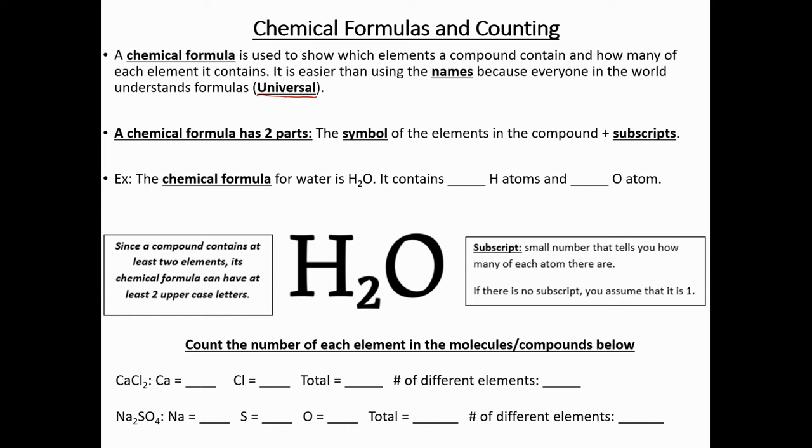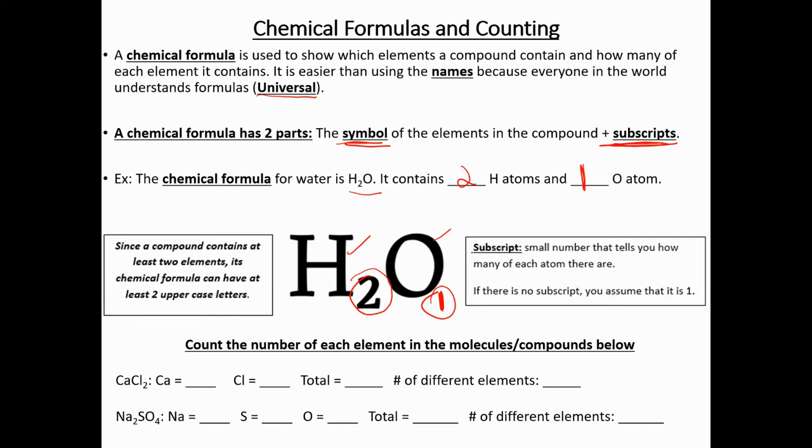The chemical formula has a couple parts to it. First of all, there's the symbols of the elements that make up the compound or the molecule. So we have hydrogen and oxygen. And then there's also what we call subscripts, these little numbers over here. So the 2 means how many hydrogens there are. There's 2. And then there's no number next to the oxygen. So when there's no number there, it really means there's 1 there. But you don't have to put 1, but there's 1 oxygen. So the chemical formula for water, being H2O, contains 2 H's and 1 oxygen. And so that's just basic counting.